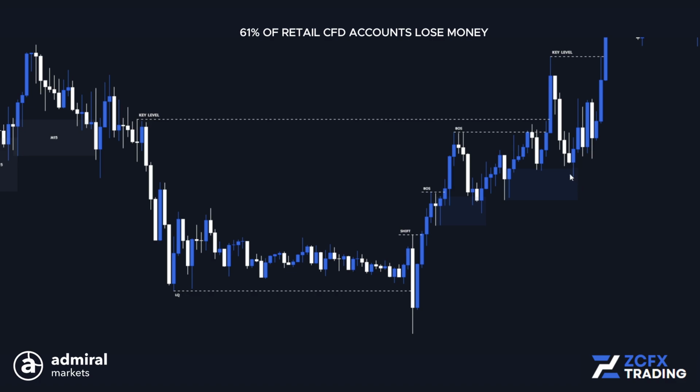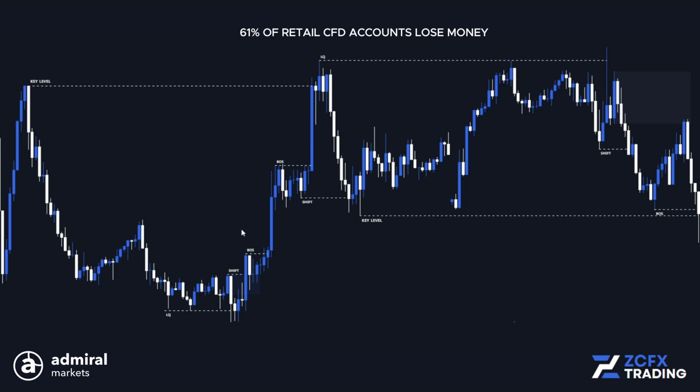But again, POI mitigation and price goes on and continues to take out the high. That's another example there. Two examples in one here, guys. We've got a bullish and a bearish scenario. Okay, key level, liquidity sweep, wicks to the downside here. We've got a shift to the upside here.